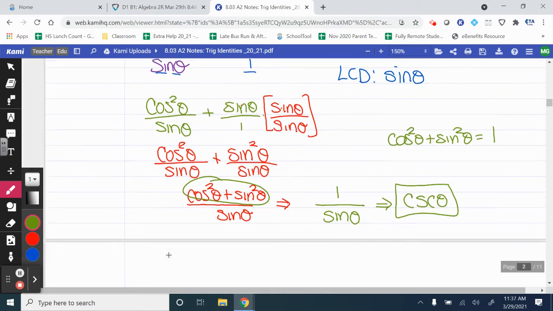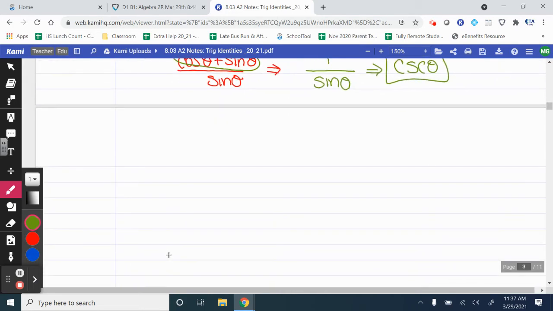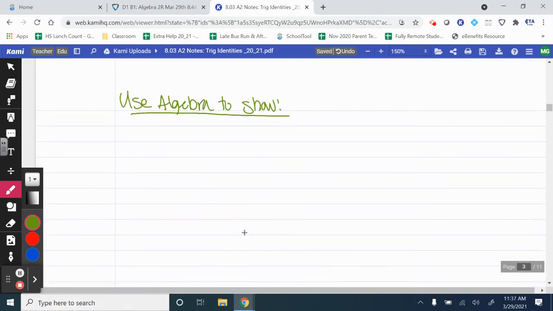All right, so we left off getting cosecant theta. So now I want to show you a couple of ways to figure out 2 other Pythagorean identities that we have. So use algebra to show each of the following is true. As you go on into other math courses too, we're going to use 3 different Pythagorean identities.